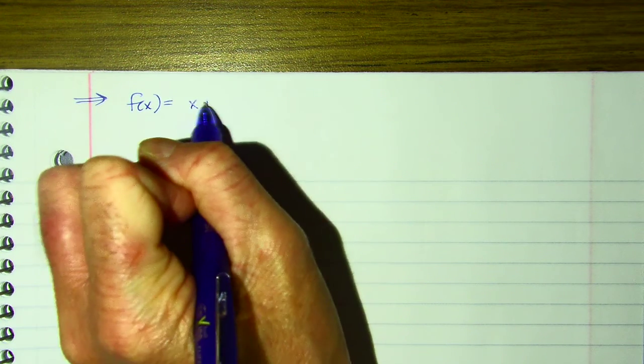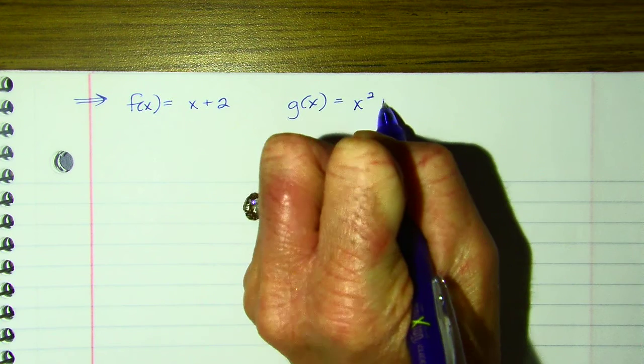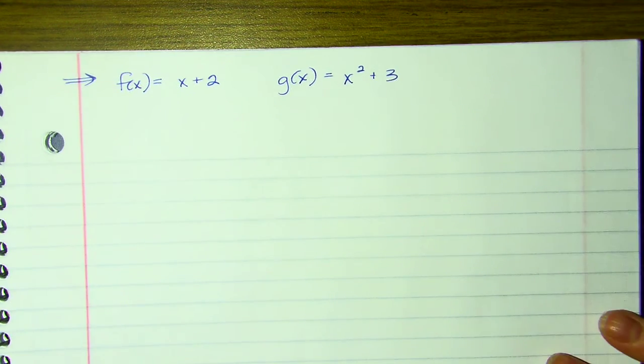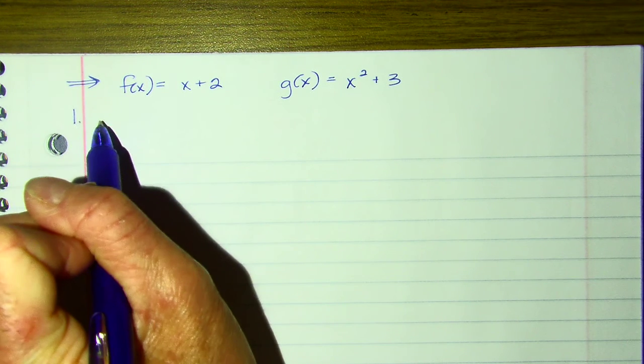I'm going to give us two functions to work with, and we're going to do all the different possibilities. So here are my functions. F of x equals x plus 2, and g of x equals x squared plus 3. And we're going to do just a ton of practice with this. So number 1, part A.